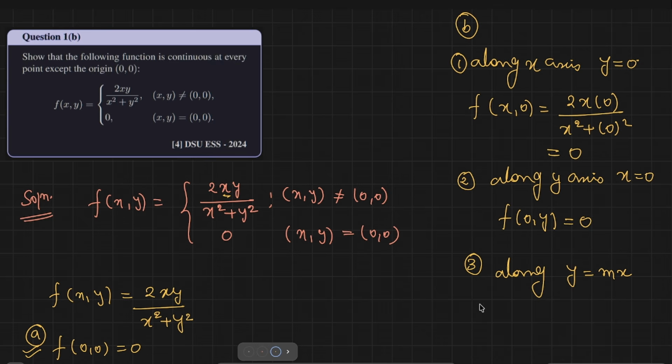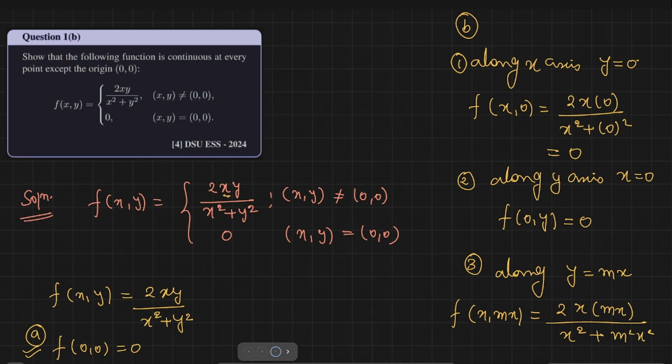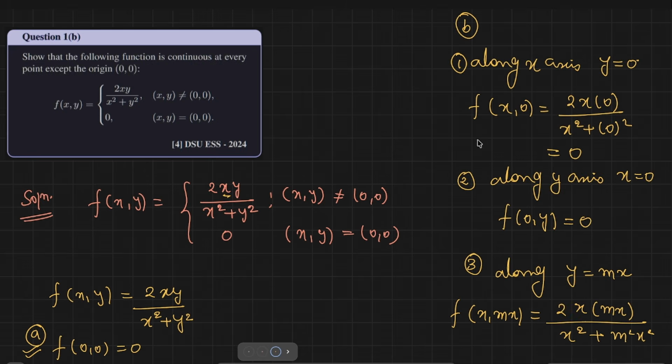Okay, so from here it will be f of x comma mx, so it will be 2 into x mx divided by x square plus m square x square. Now when you solve this, I can write it like this: applying the limit x tending to 0, and here also applying the limit y tending to 0.